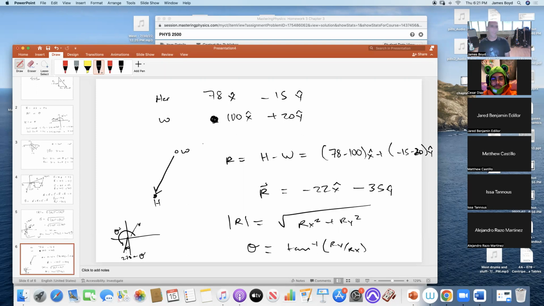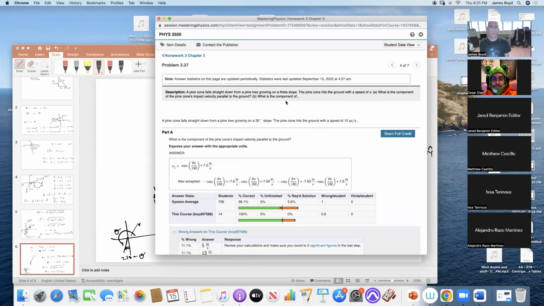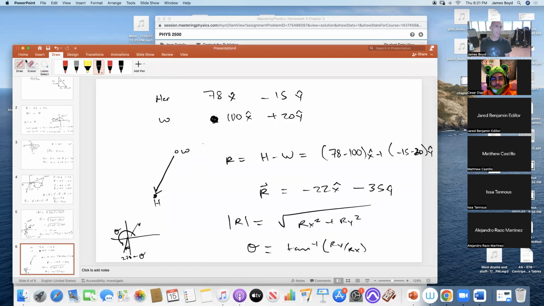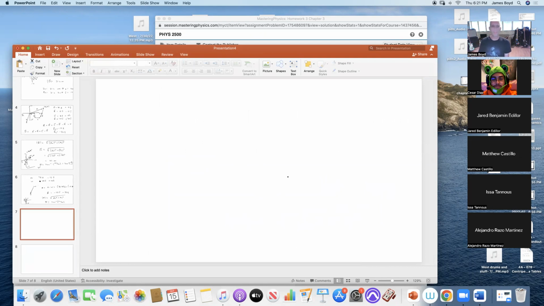It's a mess. So Mastering Physics being difficult, but hopefully this will help you understand vectors and how to figure out where you are. All right. The next step that we're going to do is about turning our axes.